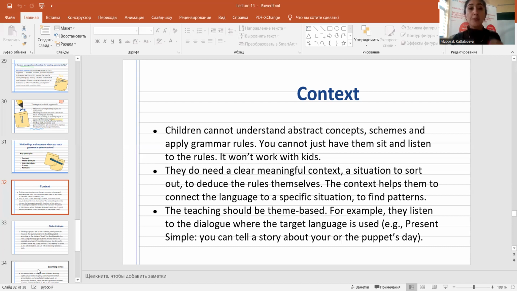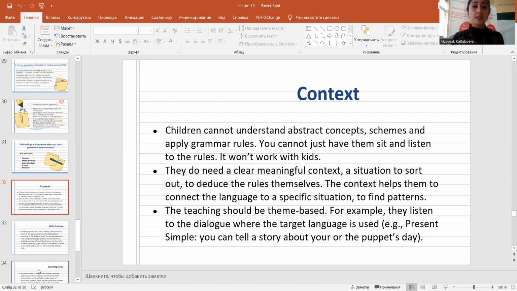The context will help them to connect the language to a specific situation. They will be able to find patterns in these real life situations. Teaching should be theme based. Every lesson should be a theme, should be a context. They listen to the dialogue where the target language is used.